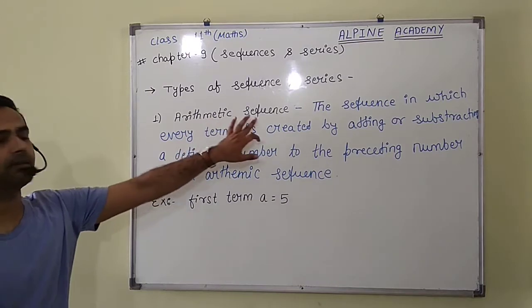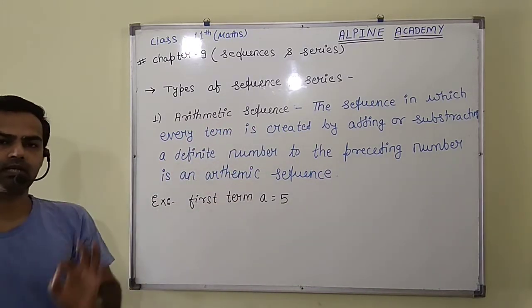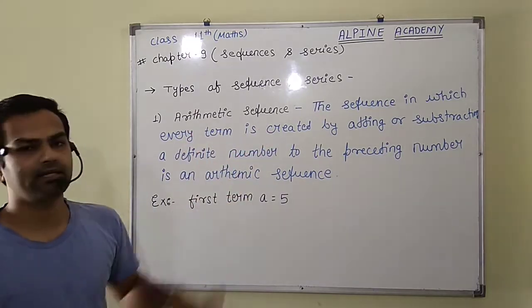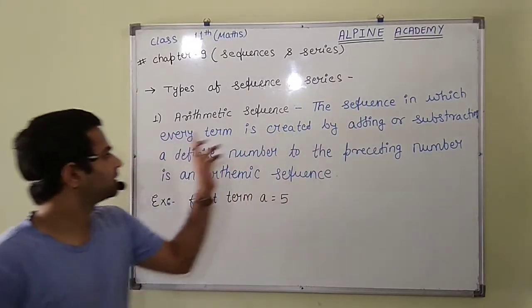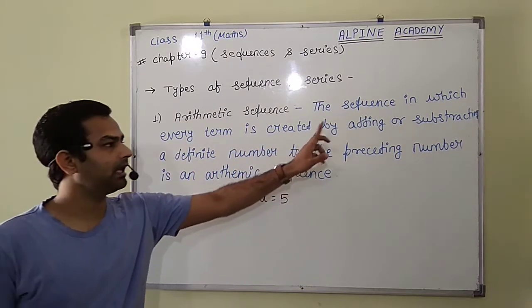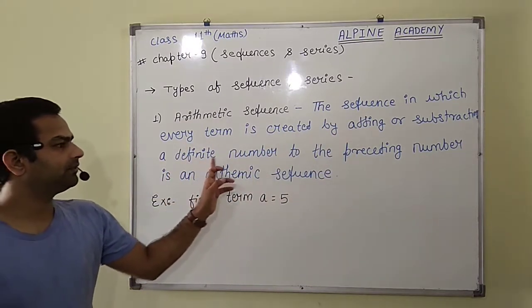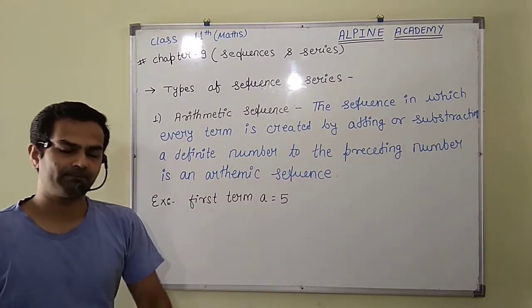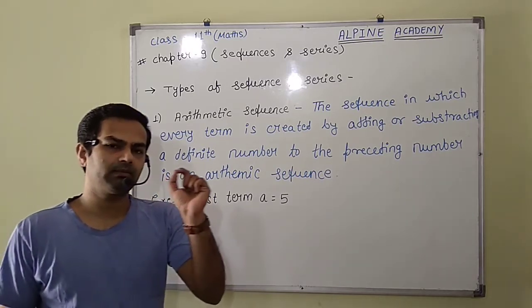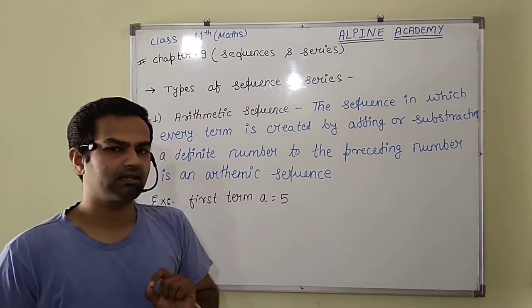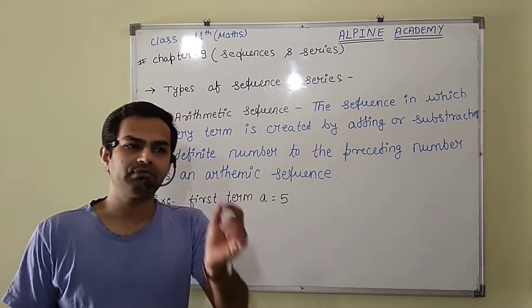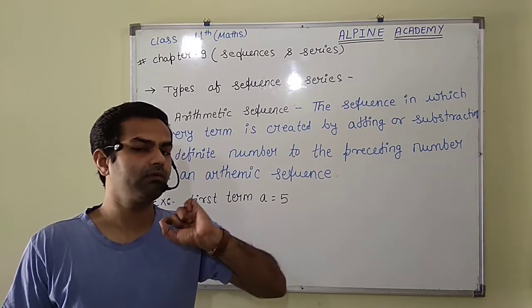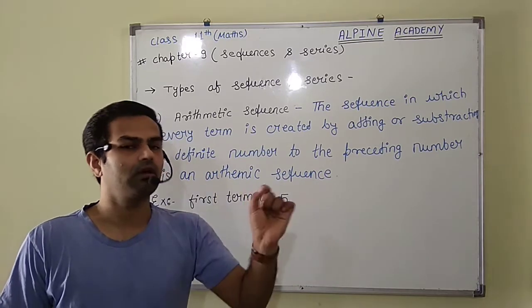The first one is arithmetic sequence. This topic you have already learned in class 10. So let us quickly see what we mean by arithmetic sequence. The sequence in which every term is created by adding or subtracting a definite number to the preceding number is an arithmetic sequence. What it means, अगर मेरे पास कोई एक नंबर है, let's say 5 से हम स्टार्ट करते हैं, और इसमें अगर हम कोई एक डेफिनेट एक फिक्स नंबर को हर टर्म में ऐड करते जा रहे हैं, so what we will get is the sequence called arithmetic sequence.